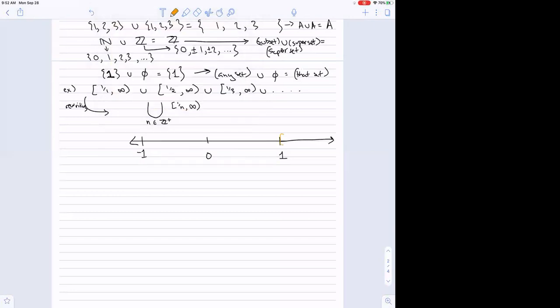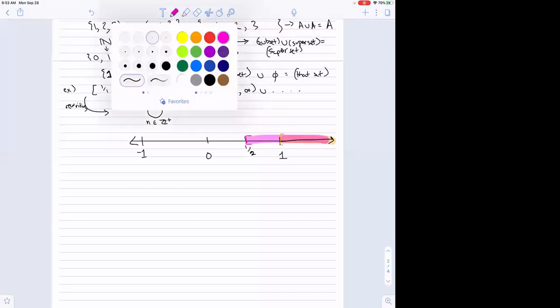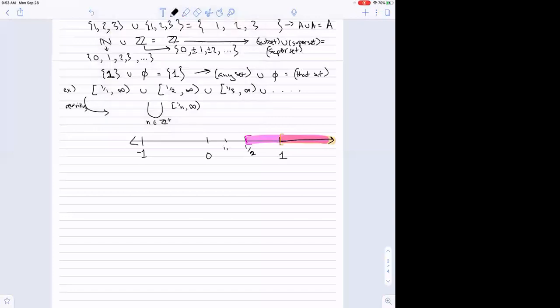Okay, so the first one is like before, but the next one is not from 2 to infinity, it's from 1/2, which is what I meant to do, but I didn't. And then the next one would be from 1/3, which is like somewhere here. Okay. Now I think it's okay.